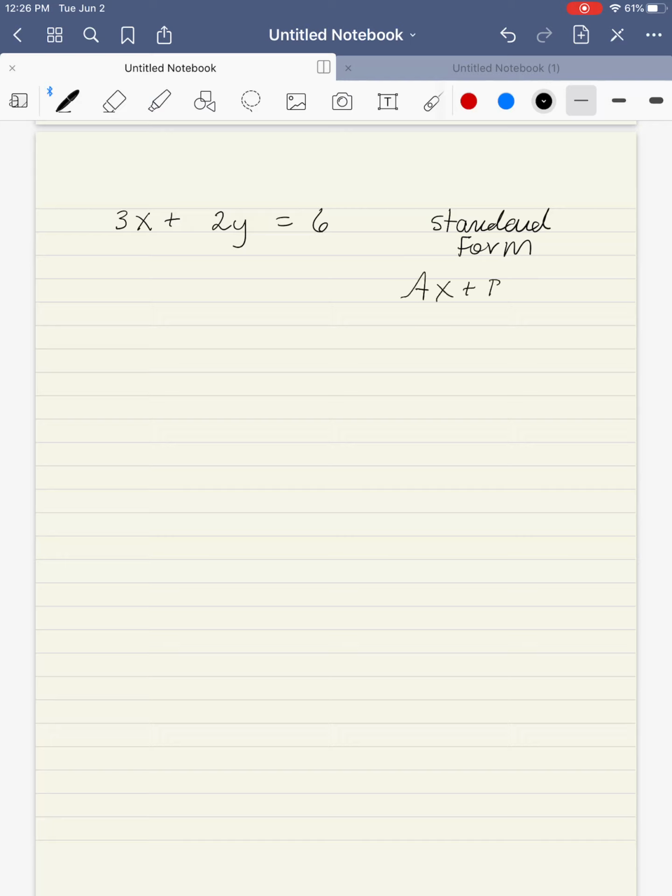In standard form, you have a times x plus b times y equals c. And notice that the x and the y are both to the first power, so that does mean that this is still a linear equation. So this is still linear because the x and the y are both to the first power. I can graph any line by just finding any 2 points that are on the line.